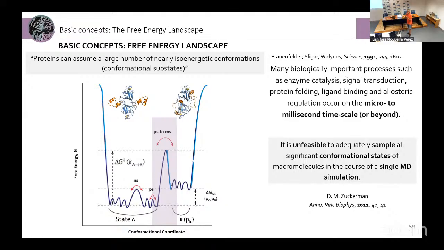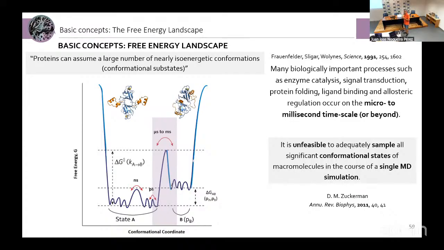Okay, and this concept is commonly nowadays being applied in order to design new protein functions. Many biologically important processes, as we just saw, such as diseases, enzymatic catalysis, signal transduction, protein folding, and allosteric regulation, occur at very long timescales. So it is unfeasible with current methods, as Ferrán just introduced, to sample all the conformational states, so as to generate an accurate free energy landscape for any particular system. Of course, with infinite computational time, we could do that.